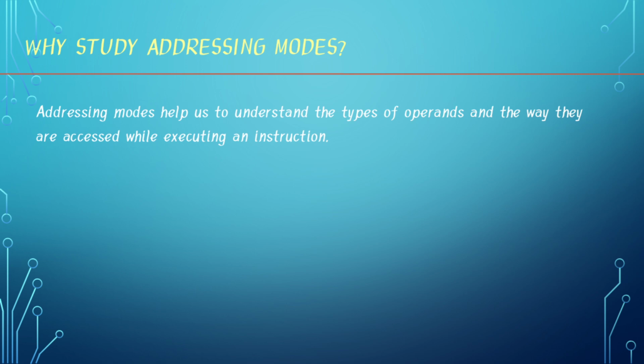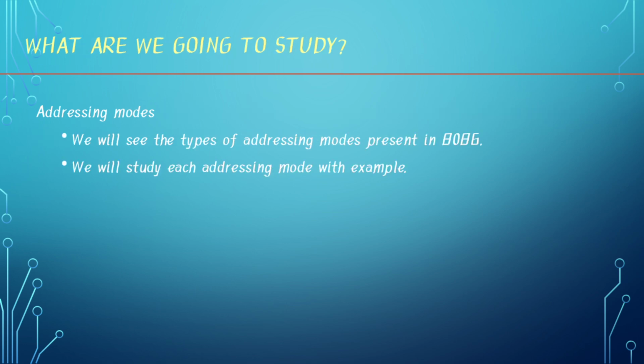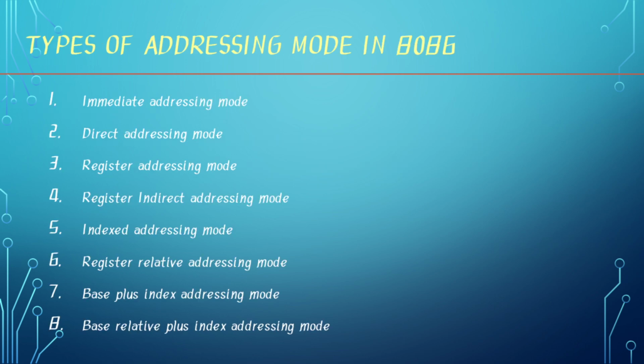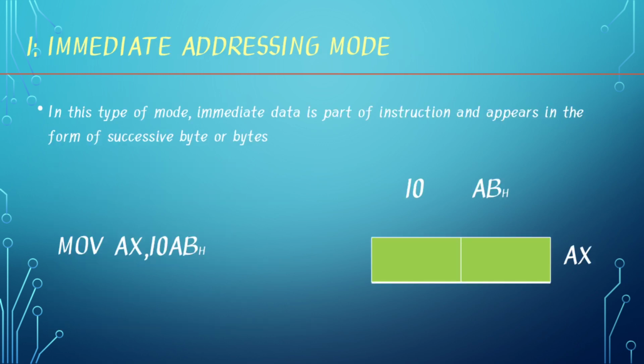In this video, we are studying the different types of addressing modes in 8086 with examples. The 8086 has 8 different addressing modes. We are studying them one by one. First, we are studying the immediate addressing mode. In this type of mode, the immediate data is a part of the instruction, so the data is initialized within the instruction.